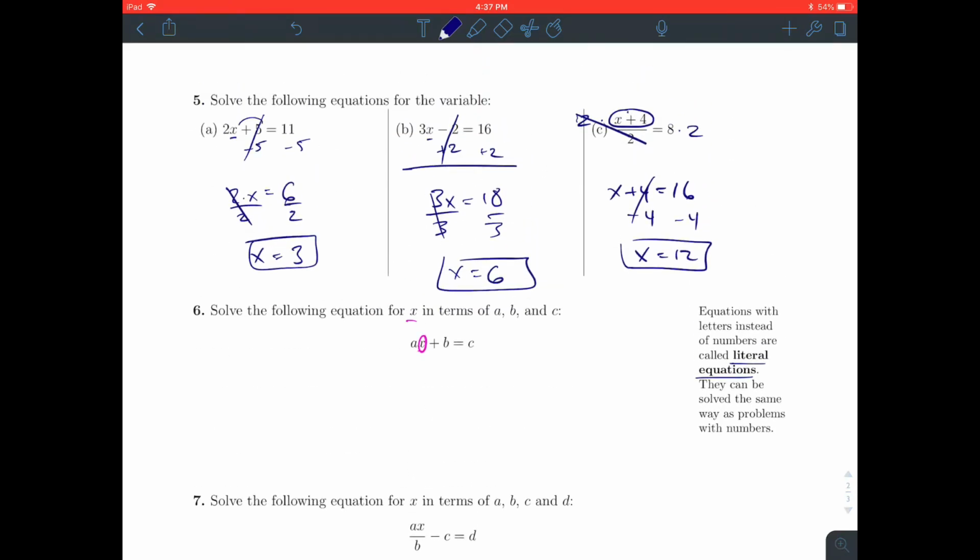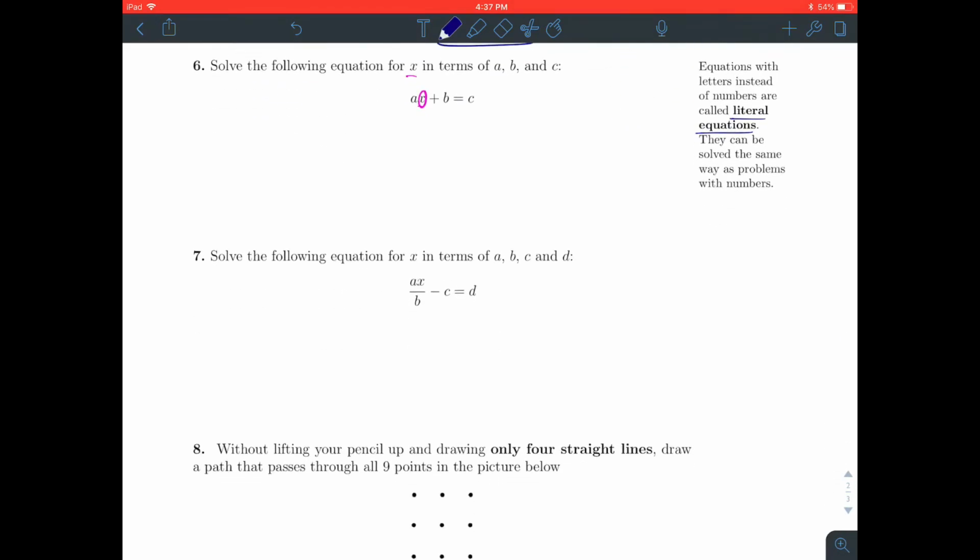So the same way that in problem number 5a, we got rid of the plus 5 by using minus 5, to get rid of this plus b and get the x closer to isolated, we can do minus b on both sides. That gives us ax equals c minus b. We can't combine these because they're not like terms.